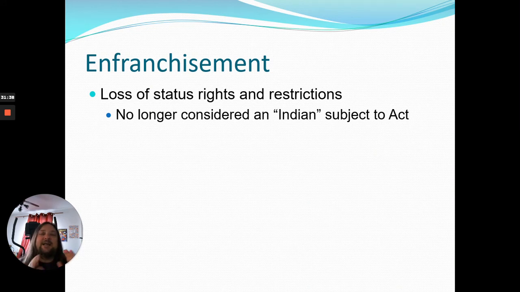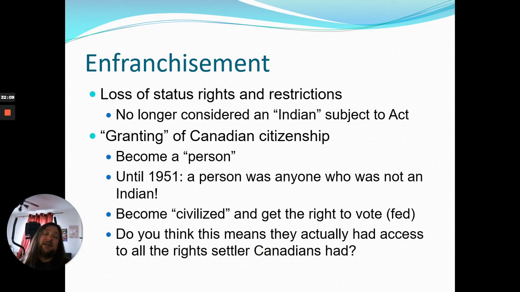And in a way that has mixed connotations, because if we think about how Indian status was something imposed by the federal government, and that comes with a bunch of restrictions and small little rights that don't make up for the restrictions and the losses, well, then to not be considered an Indian subject to this act anymore sounds like a good thing. But unfortunately, those little bits of benefits also get taken away. And from the government's point of view, enfranchisement meant the granting of Canadian citizenship. You got to become a person.